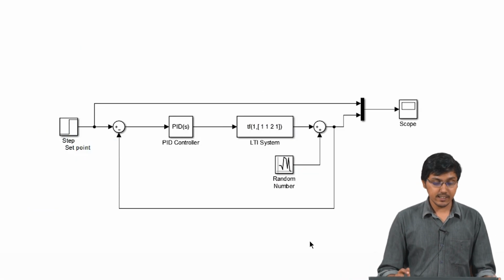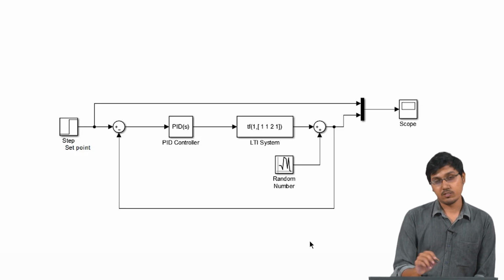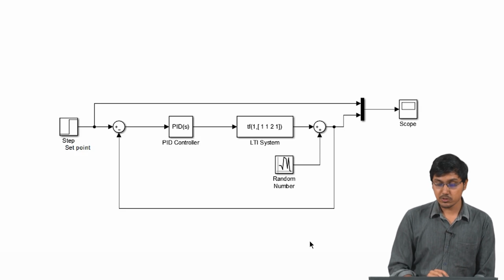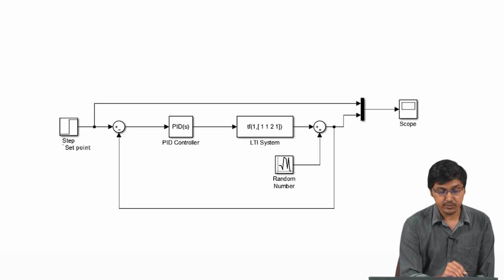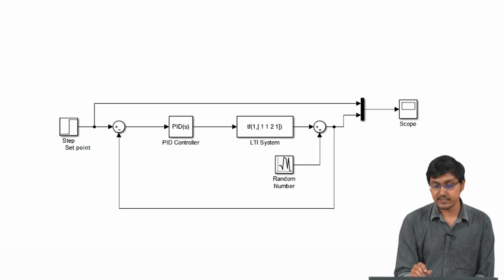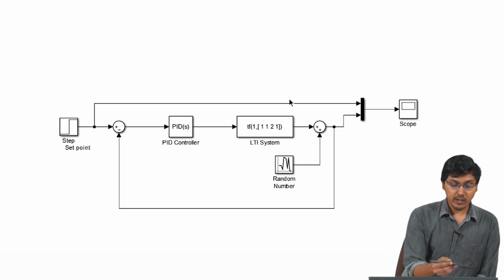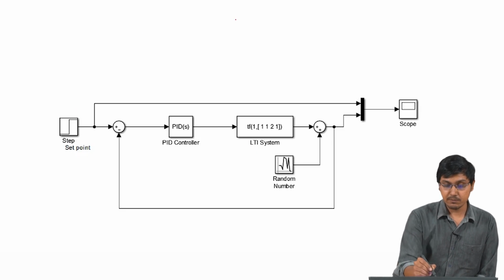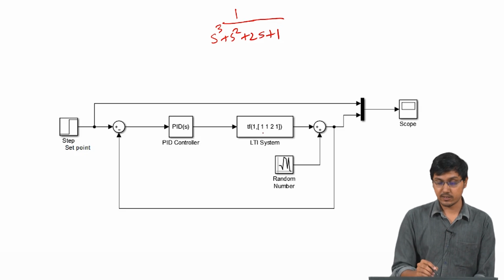This is the Simulink model that we have developed. Let us go through this control loop to understand what we have done. In Simulink you can find the blocks of step, PID controller and LTI system. The system is 1 by s cubed plus s squared plus 2s plus 1, and that is what this transfer function says.